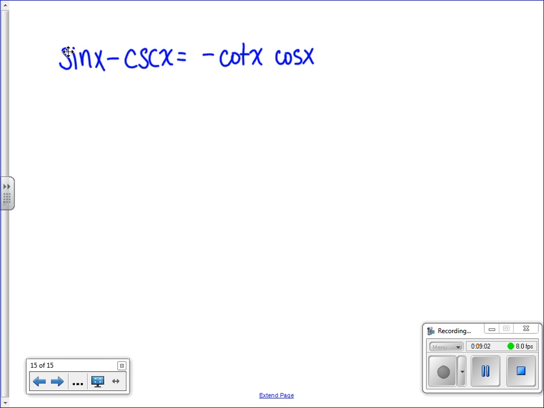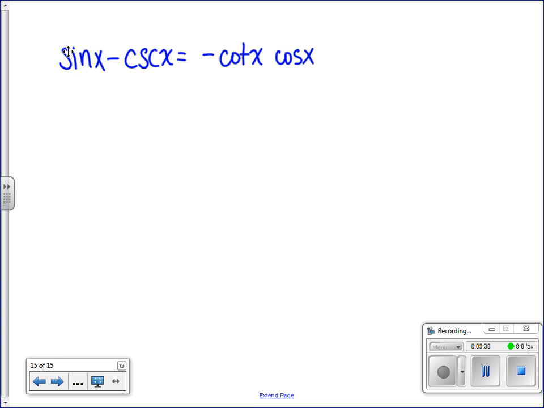Alright, so looking at this one, when you just look at it, it's hard to tell which side's the more difficult one. My advice to you would be to start with the side that has subtraction. It's a lot easier to come up with multiplication because all of these are reciprocals and we flip and multiply than it is to somehow come up with subtraction. So let's start with this side and see what we can do.